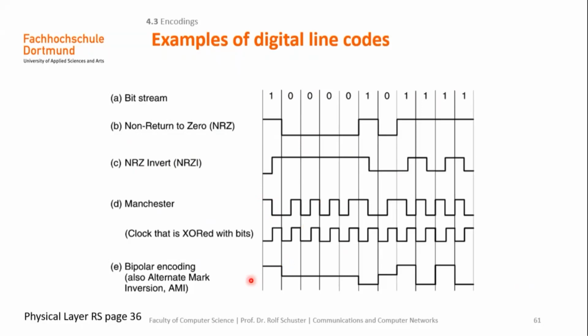Or, for instance, in the case of bipolar encoding, that is represented here, where we change from positive voltage to 0, or from 0 to negative voltage, or from a negative voltage to 0, and so on. But the changes are performed only if we need to transmit 1. If we need to transmit 0, we don't perform any change in the line. Those are typically different line codings.